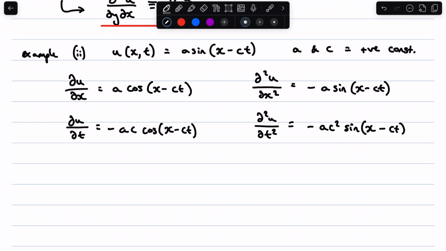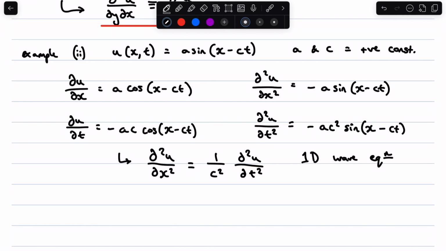And so if we compare our d2u by dx squared and d2u by dt squared, we can see the difference is a factor of c squared. So we can write that this actually leads to d2u by dx squared equals 1 over c squared times d2u by dt squared. And this is a very important equation in physics. It's the one-dimensional wave equation, which you'll see a lot throughout physics. And our function, u of x, t, is actually a solution to that equation. It satisfies our 1D wave equation.